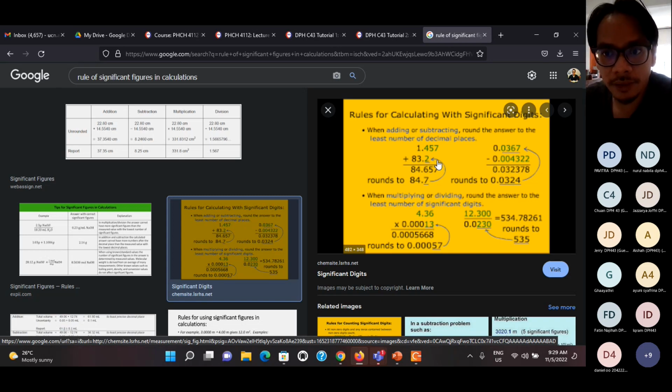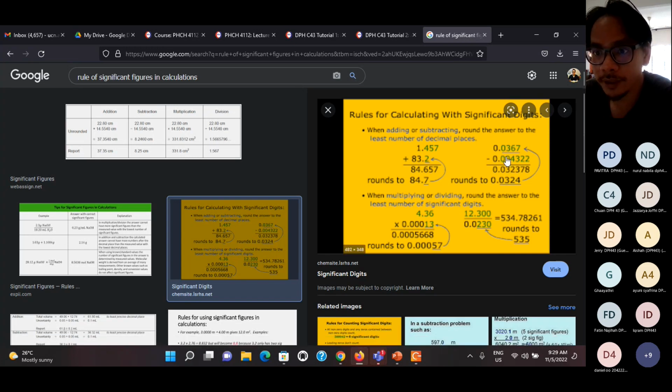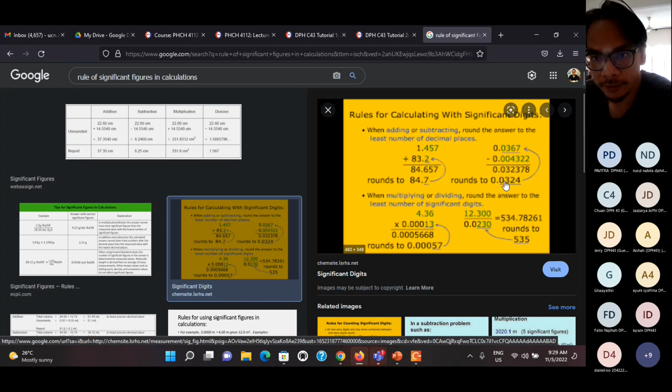So kalau dalam addition ataupun subtraction, dalam penambahan dan penolakan, kamu kena bundarkan jawapan terakhir kamu tu, your final answer, to the least number of decimal places. So dalam the second example kat sini, sebelah dia, the two data that you have, yang kat atas ni 0.0367 ada 4 titik perpuluhan. Dia tolak 0.004322 ada 6 titik perpuluhan. So bila dah tolak tu, bundarkan kepada 4 titik perpuluhan.